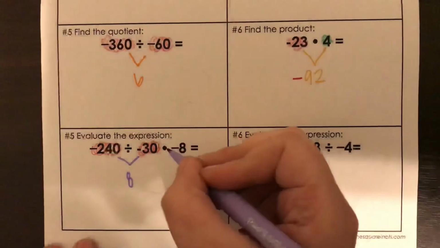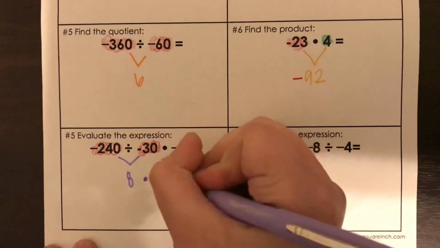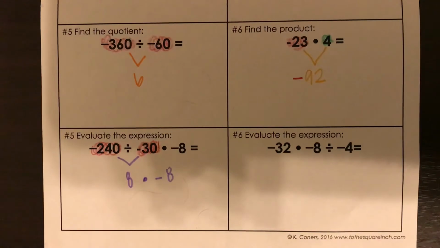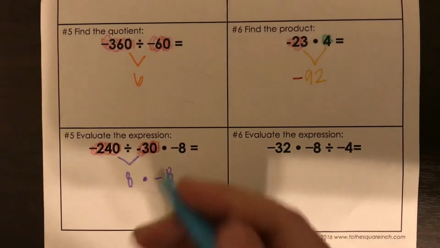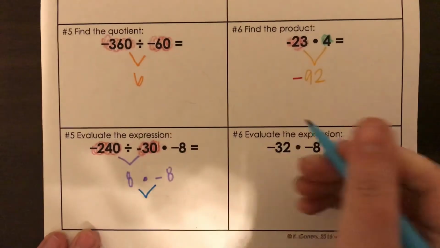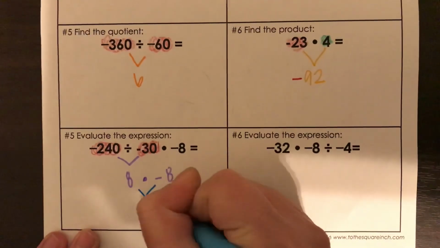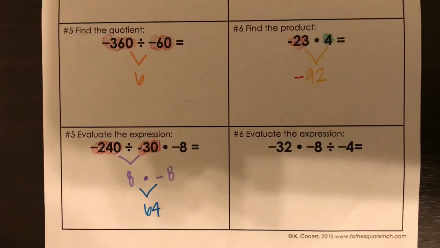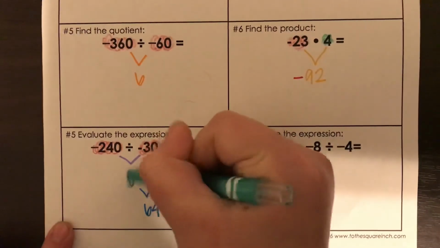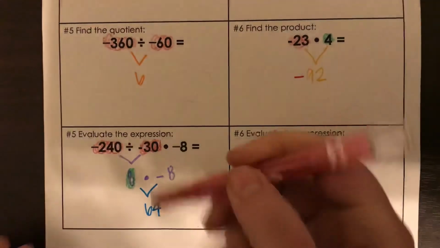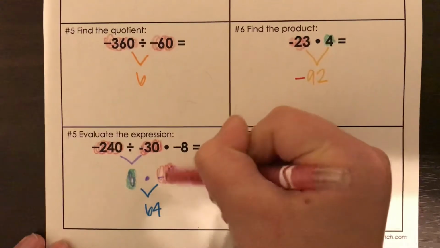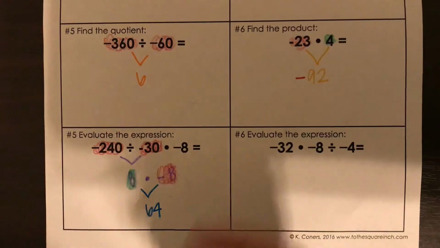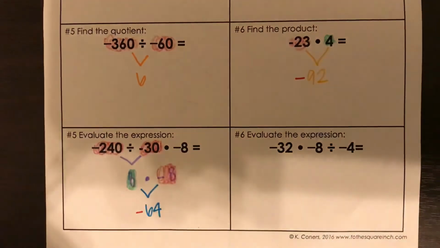But now I'm going to bring down the second part. I'm going to have 8 times negative 8. Before I continue on with the signs, I'm just going to worry about the math. I know that 8 times 8 is 64. Now we're going to determine the sign. The first 8 is positive. The second 8 is negative. So we have two different signs, so the answer is going to be negative 64.